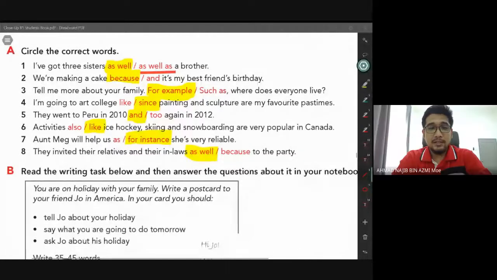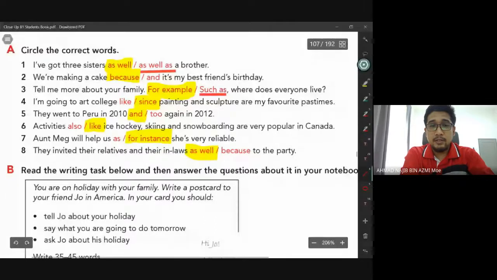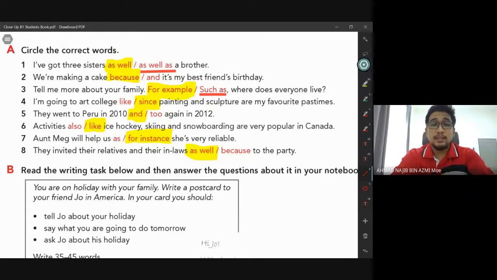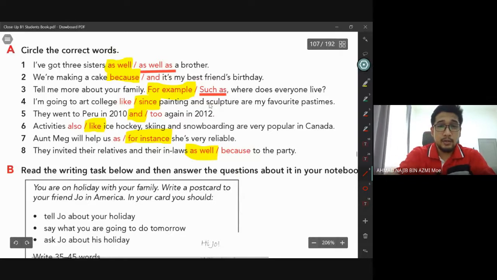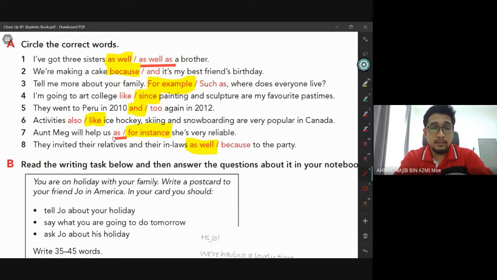Okay. Anybody else? Number three. Number 3, tell me more about your family, for example. If you're saying number 3 is wrong, can we use such as? No, we cannot use such as because we cannot start a sentence, like I told you before, with such as. So number 3 is correct. The one that is wrong is number 7. The correct answer is as here. As can be replaced with since or because. So Anne will help us because she's very reliable. Since means she's very reliable. It's not giving an example here.